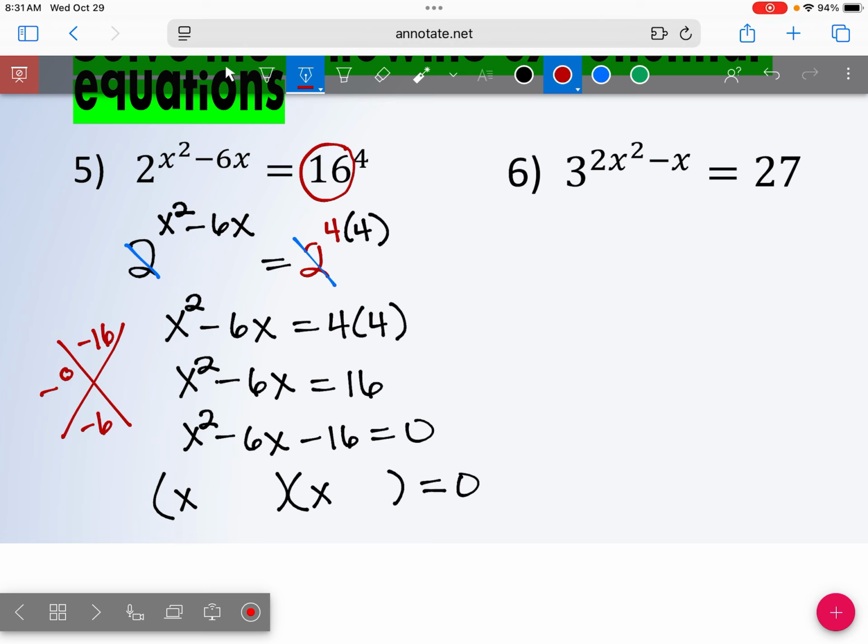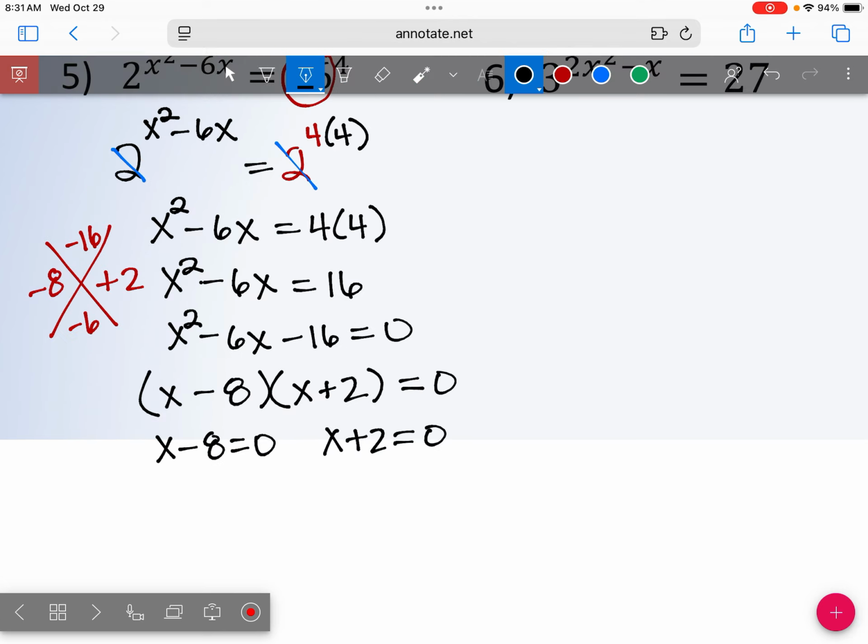-8 and +2. So the other thing that I noticed on the last test is that you factored it, but then you forgot to set it equal to 0. So that's the factors. That's not the solution. The solution is what you get when you set it equal to 0. And this time we have 2. So my solutions are x equals +8 and x equals -2.